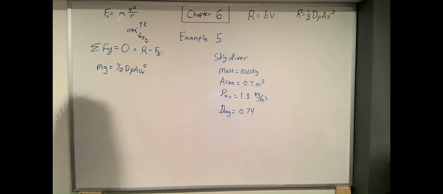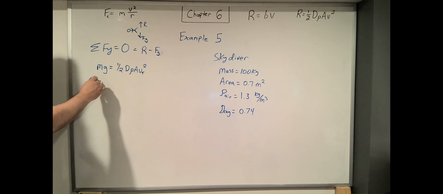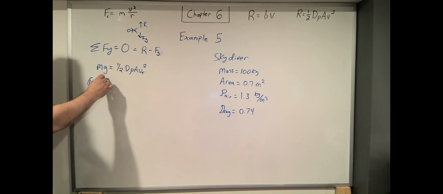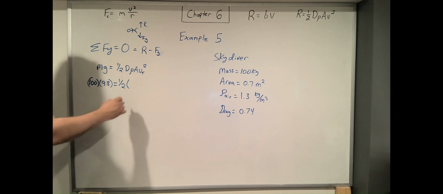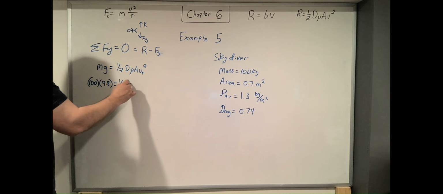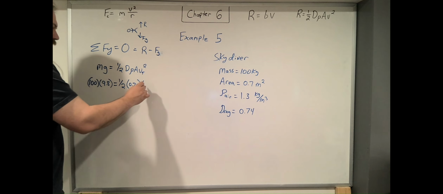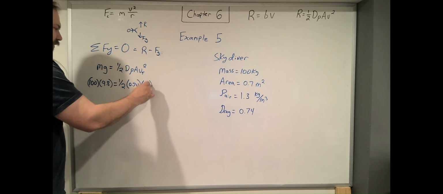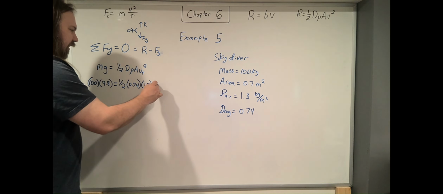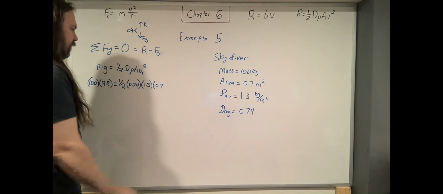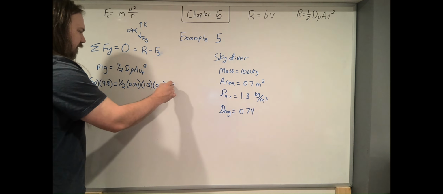Okay, so you plug in some stuff that I know. Our mass here is going to be 100. G is always going to be 9.8. Half is just a nice constant. We'll grab the drag coefficient, 0.74. We'll grab the rho value, which is 1.3. We'll look at the cross-sectional area, which is going to be 0.7. And then we're left with VT squared.